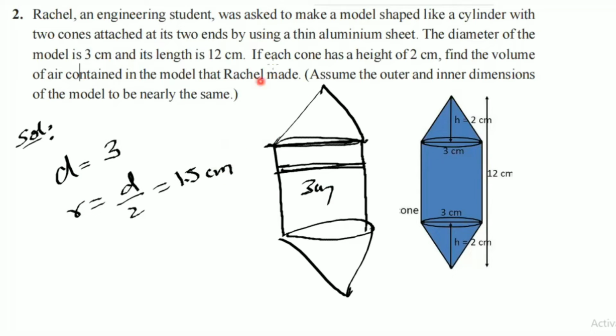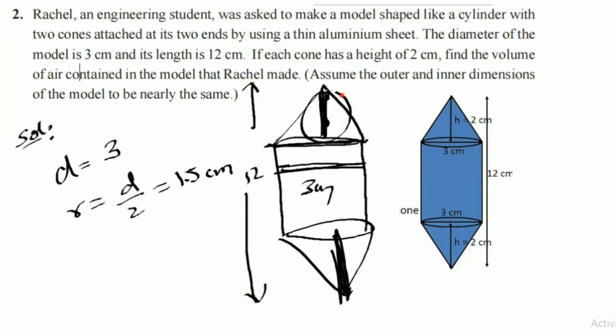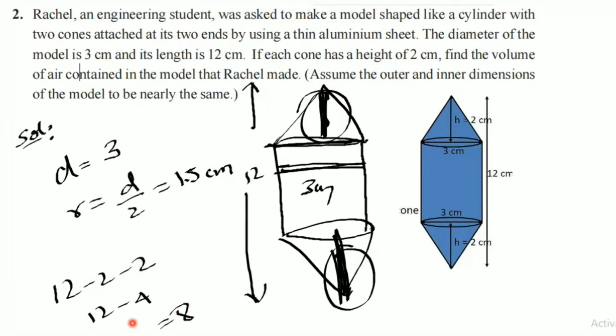If each cone has a height of 2 centimeter, the height of this cone is 2 centimeter, the height of this cone is 2 centimeter, and total it is 12 centimeter. Then if you subtract 2 and 2 from 12, 12 minus 4, which is 8. Then the height of the cylinder from here to here is 8. Find the volume of air contained in this. So in this model, what is the volume of air? That is what we have to find.